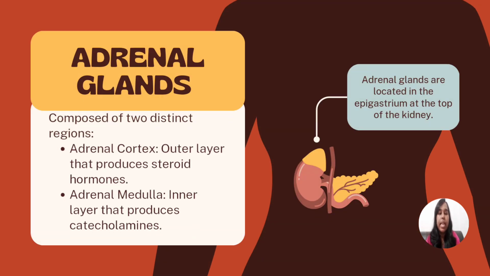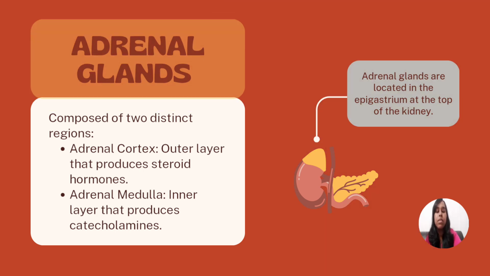Adrenal gland, which is located in the epigastrium at the top of the kidney. It is composed of two distinct regions, adrenal cortex and adrenal medulla. Adrenal cortex is the outer layer that produces steroid hormones. Medulla is the inner layer that produces catecholamines.